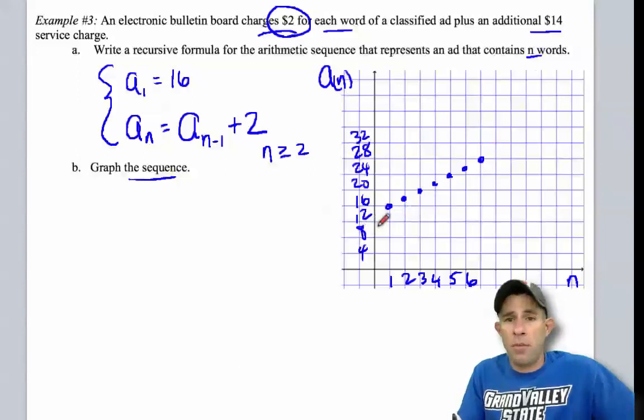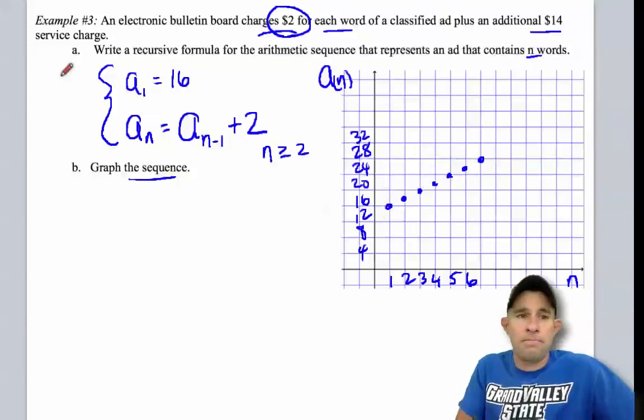And there's the graph. Remember, this is going to be discrete. We're not going to be charging any in-between values here. We either have whole number words, and therefore our prices will increase by $2 each time.